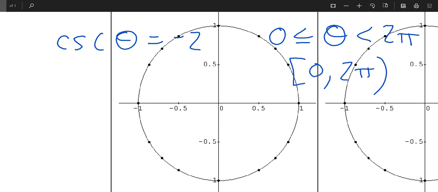If you're struggling with this, you need to be changing it to its regular trig function. Don't think in terms of reciprocals. Think in terms of the regular trig function, so change the equation to something you understand.